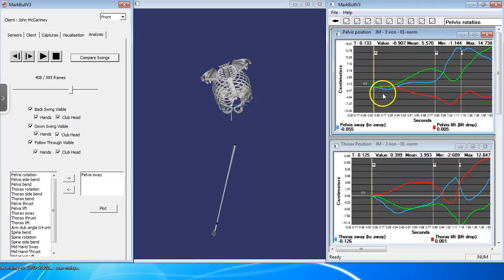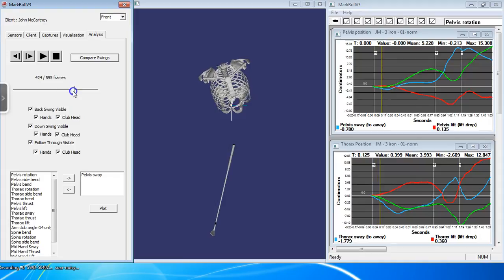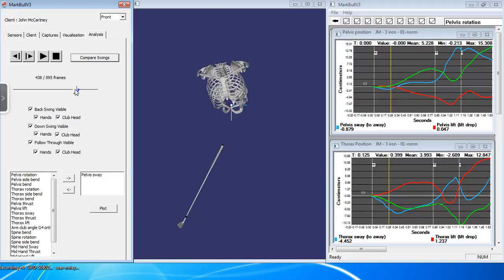The first thing we're looking at here is pelvic sway. So to the plus, which is above the line, is towards the target, and away from the target is a minus. If we roll through the initial part of my backswing, what we start to see is the blue line, the pelvic sway, going down a little bit and then up at the top here. And what that means is that my pelvis is swaying towards the target.